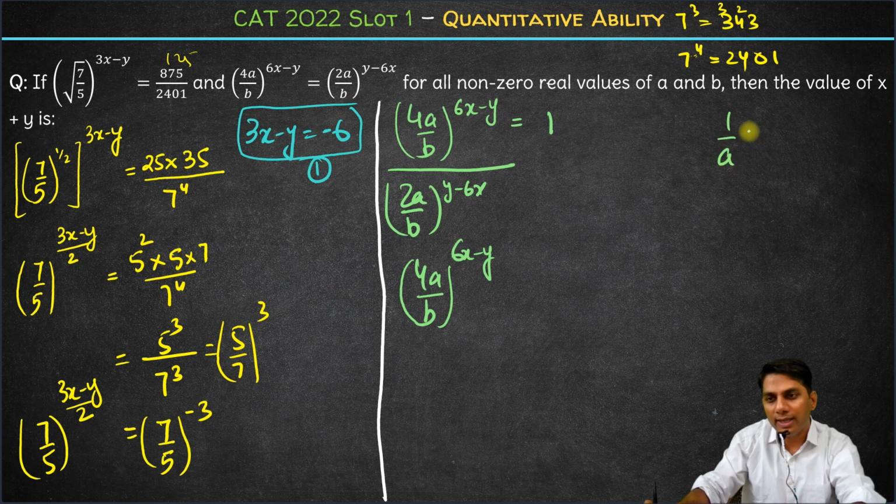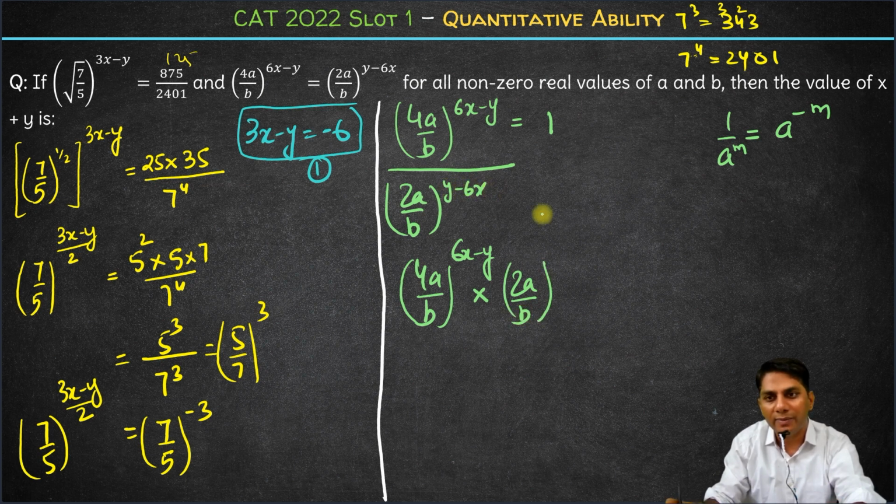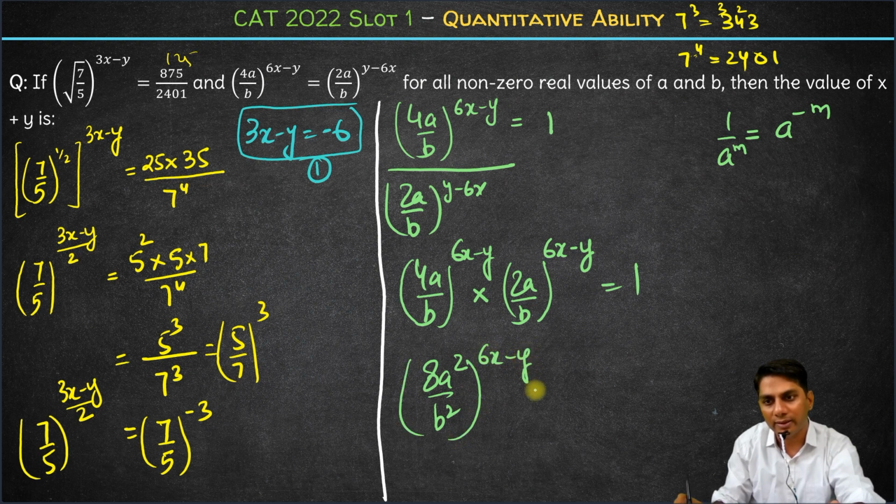Now if you have 1 upon a, this can be written as a to the power minus 1, or 1 upon a to the power m can be written as a to the power minus m. So we can use this property here. We have 1 upon this whole thing, so it can be written as 2a upon b raised to the power minus times of this power. Minus times of y minus 6x is 6x minus y. This whole thing is 1. So now you have two numbers getting multiplied. Their powers are equal, hence the bases will get multiplied. So we'll have 4a by b into 2a by b, that becomes 8a square upon b square whole raised to the power 6x minus y is equal to 1.